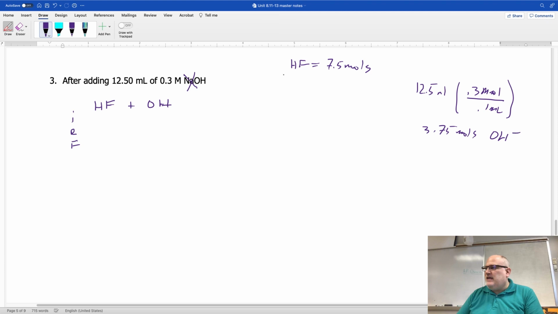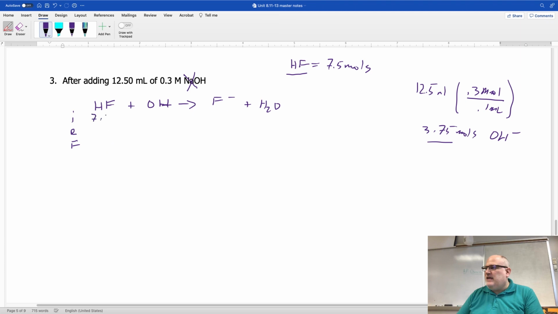So this is our H plus, this is our OH minus, and we're going to plug them into our ICE problem. Gentle reminder again that when we do our IRF problem, we're going to end up with F minus, and we're going to end up with H2O. I flipped them over because it makes it a little bit easier to see them closer to each other.